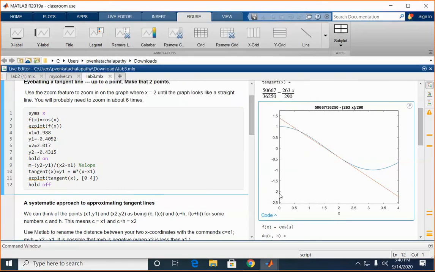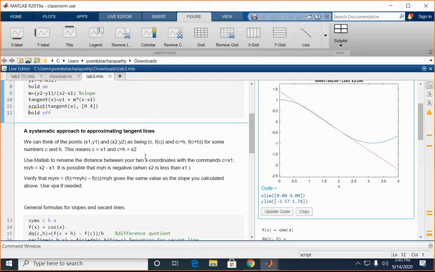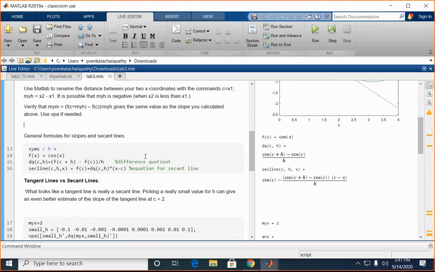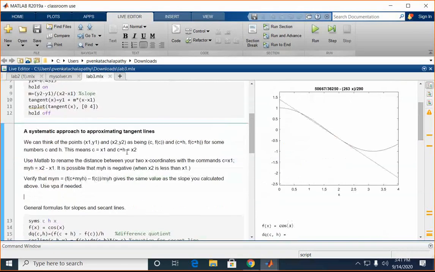Fine. Now going to the next method, finding the slope of a tangent using the secant line. There is a connection between the secant line and the tangent line. So how do you find the slope of a tangent using the secant line? First, very simply, you replace these x1, y1, x2, y2 coordinates with c and f of c. Then c plus h is the next point. x1 is the first point, x2 is the second point, right? So c is the first point and the next point will be c added with some number.